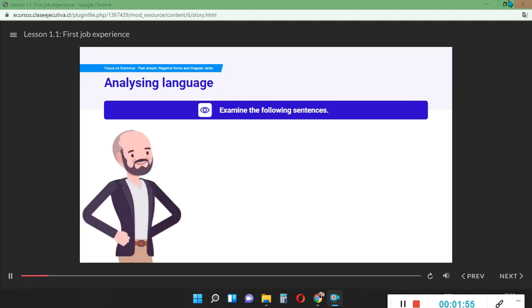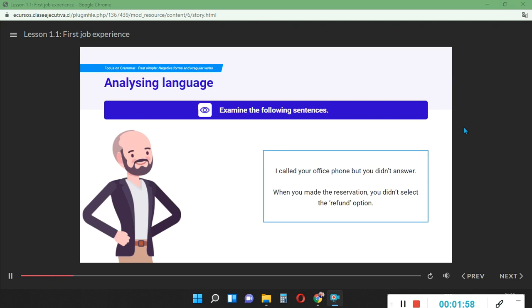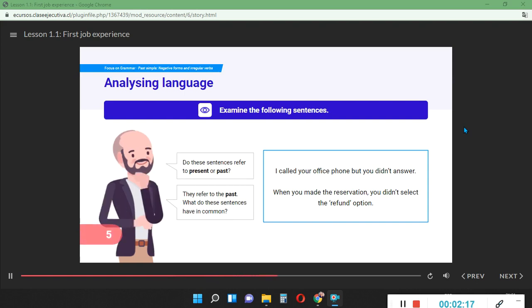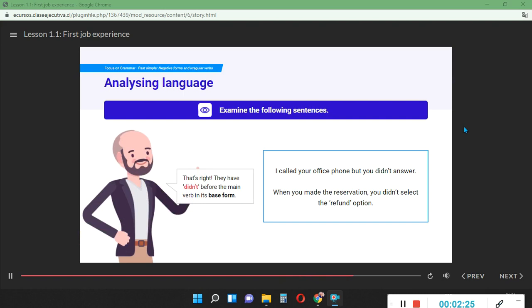Examine the following sentences. I called your office phone, but you didn't answer. When you made the reservation, you didn't select the refund option. Do these sentences refer to present or past? They refer to the past. What do these sentences have in common? That's right. They have didn't before the main verb in its base form.